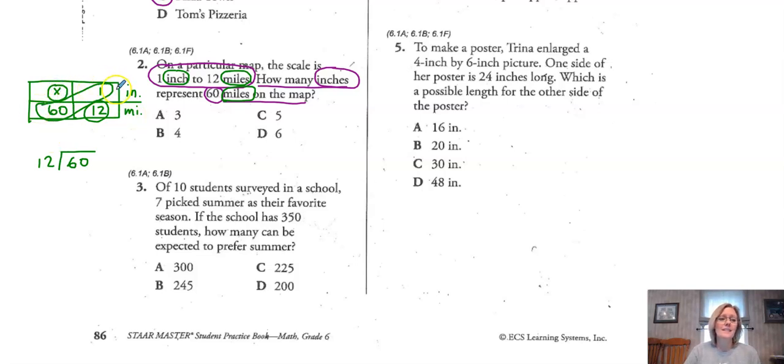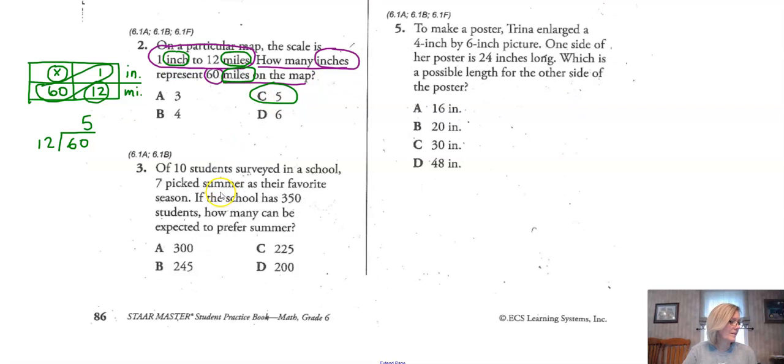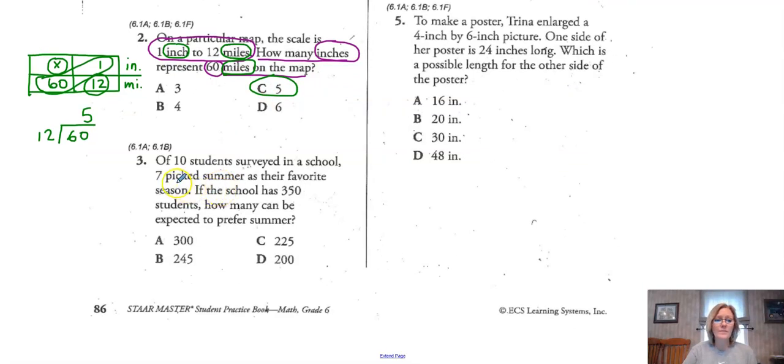So I did 60 times 1 divided by 12. So that's 60 divided by 12. And what do you get? 5. So 5 inches would be the 60 miles on the map. Let's look at number 3.